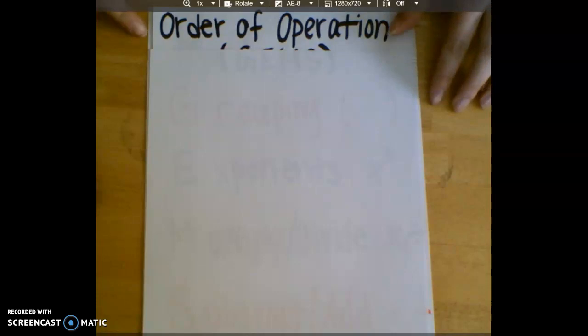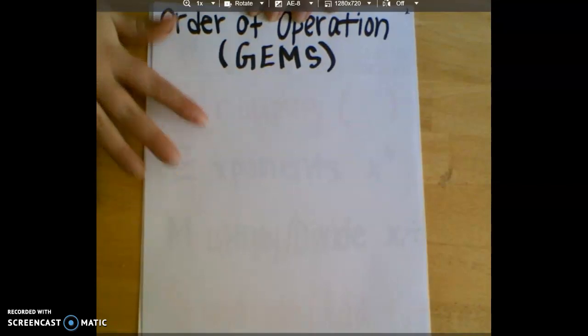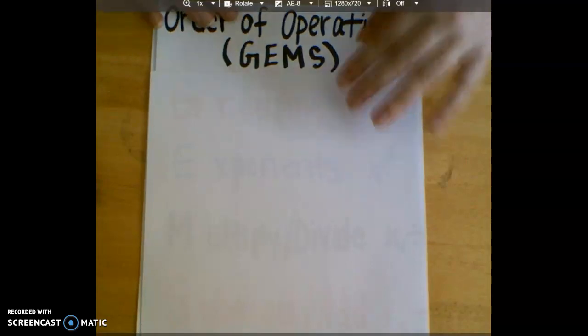So today we are going to look at order of operations, and what order of operations really means is it's telling you the way that you solve a problem. So the steps you take when you solve the problem. So we are going to use the idea of GEMS. What this means is each letter stands for something in the problems.